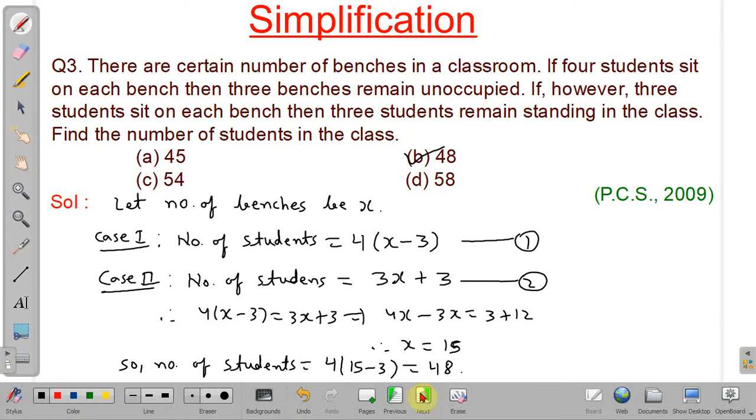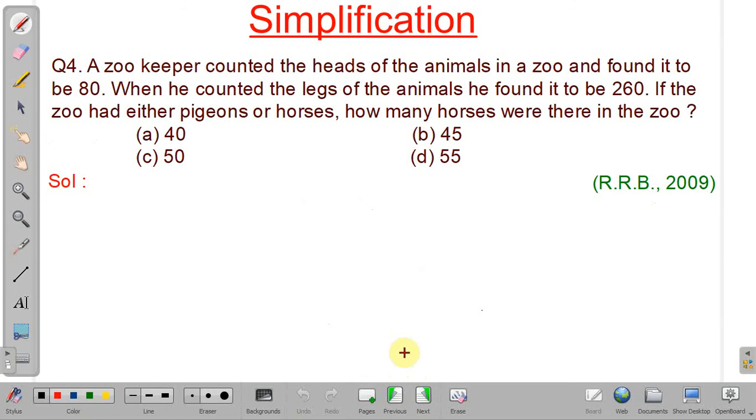Okay. In the next problem, what is given? A zookeeper counted the heads of animals. So he found that the total number of heads is 80. And when he counted the legs, he found it to be 260. And it is given that the zoo has only two types of animals, one is pigeons and the other is horses. So we have to find the number of horses in the zoo. So how can we find?